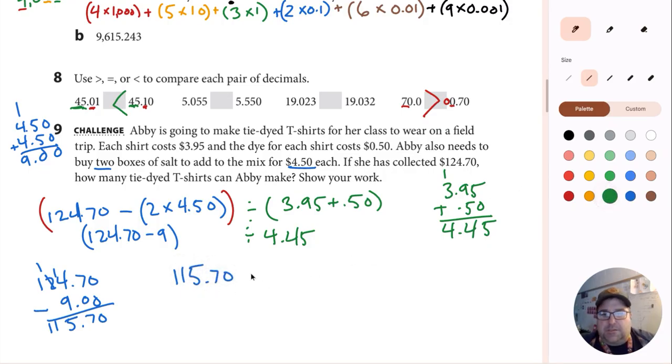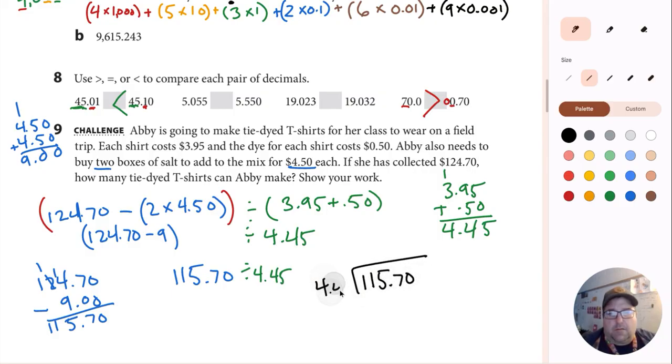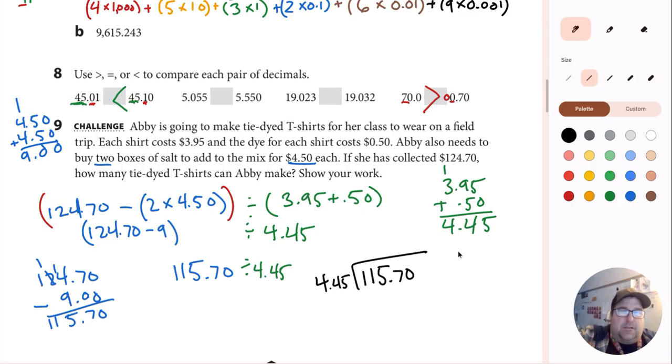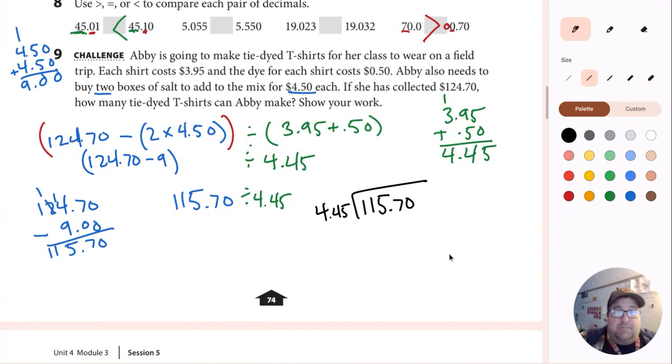And we know each shirt costs $4.45. So we got to figure out, how many times does $4.45 go into $115.70? We talked about, really we're just doing division here. We haven't really talked about decimals with division in class, so we just talked about what can we do, and they're like, well, we could take 10 shirts. We can definitely do 10 shirts.